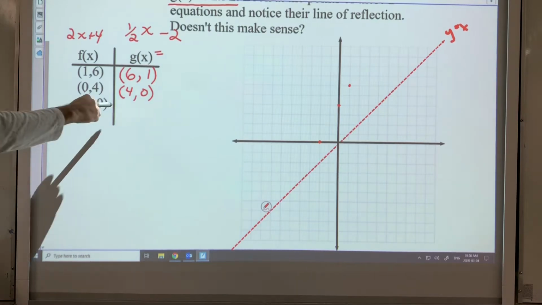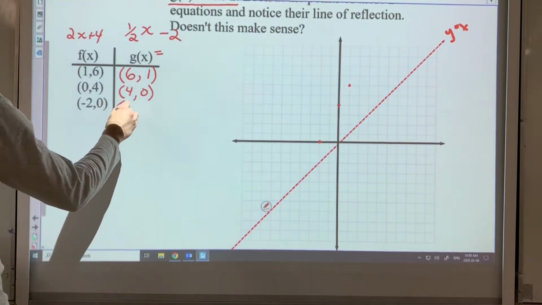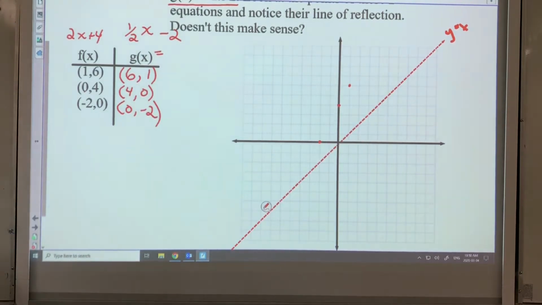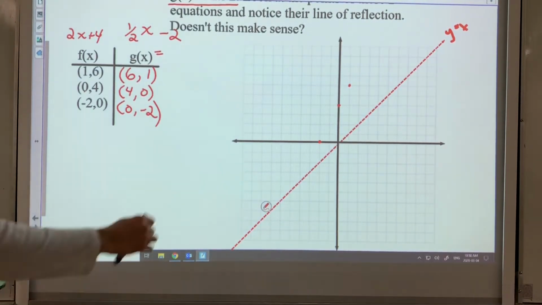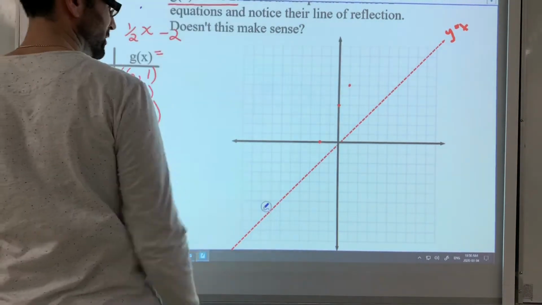So what do you think you want to plug in for the last one? Plug in 0 for x, and you get -2. Okay, it's not obvious. It's not obvious at all. I'll do that one in blue. Should have done all the writing in blue, but I didn't.